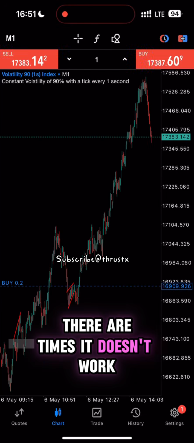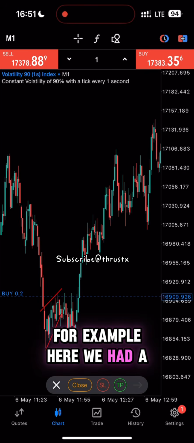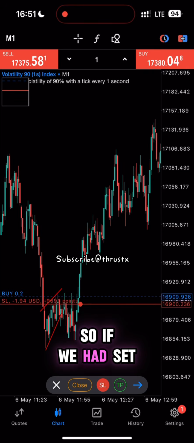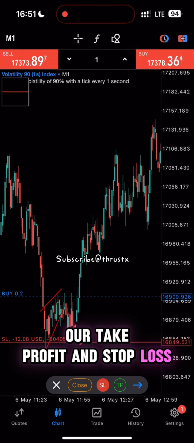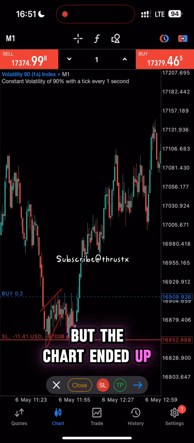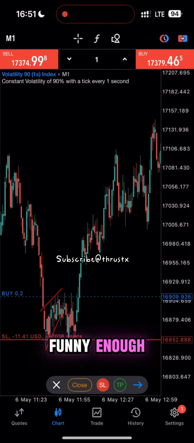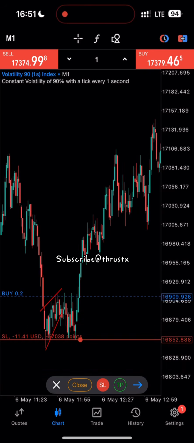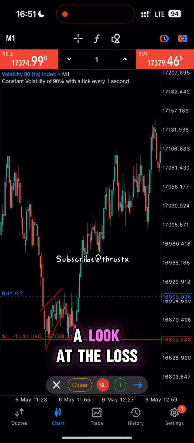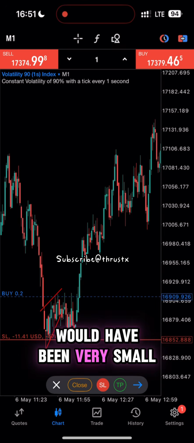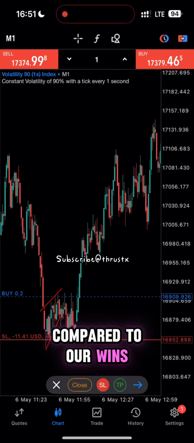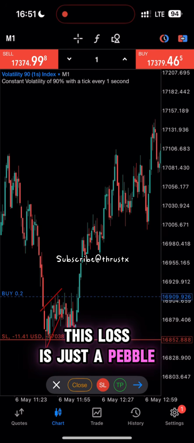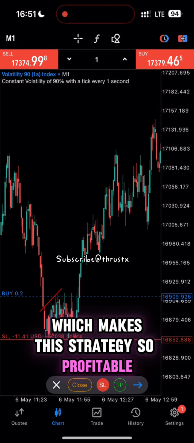There are times it doesn't work. For example, here we had a bullish liquidity grab. If we had set our take profit and stop loss like usual, the chart ended up not going in our favor. Funny enough, right after it reached our stop loss area, it skyrocketed. Classic. But if you take a look at the loss, it would have been very small compared to our wins. This loss is just a pebble, which makes this strategy so profitable.